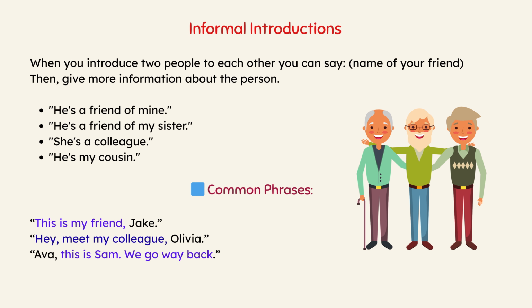Let's now look at informal ways to introduce people, like friends, family, or colleagues. In casual situations, you don't need titles. Just say the name and maybe a little information. For example, "This is my friend, Jake." "Hey, meet my colleague, Olivia." "Ava, this is Sam. We go way back." You can also add short details like, "He's a friend of mine." "She's a colleague." "He's my cousin." These quick and friendly phrases help people feel at ease and start conversations naturally.